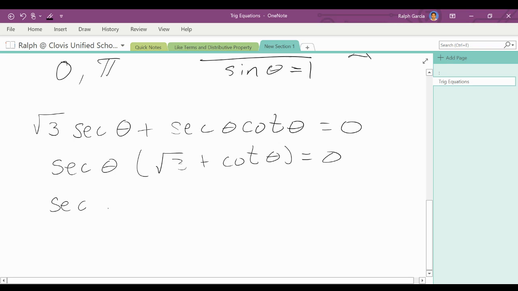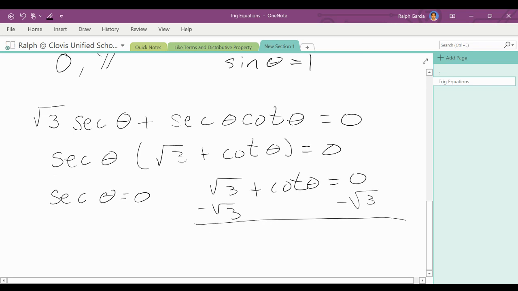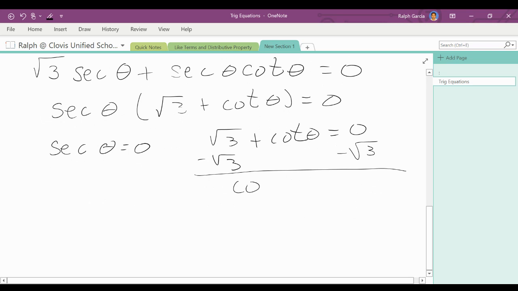Set my secant theta equal to 0, and root 3 plus cotangent theta equal to 0. Then I can subtract root 3 from both sides, and I'm left with cotangent theta equals negative root 3. I could look at it that way, but I'd rather change it to tangent. Remember, that's going to be the reciprocal, and if I rationalize it, it's going to be negative root 3 over 3.